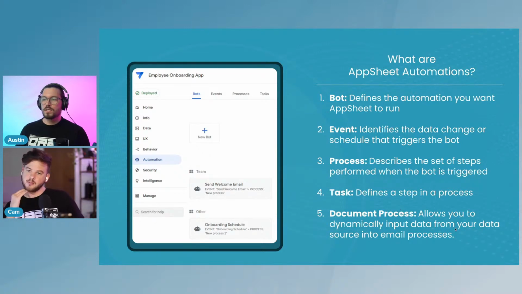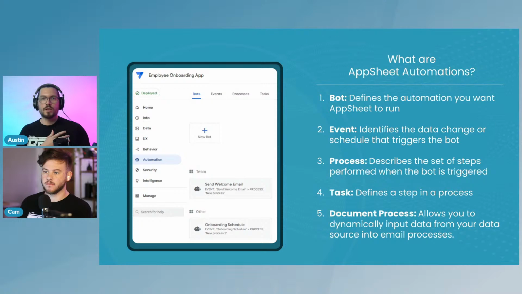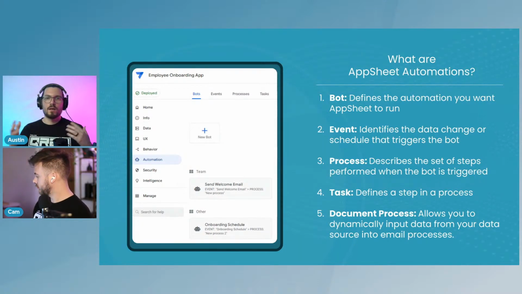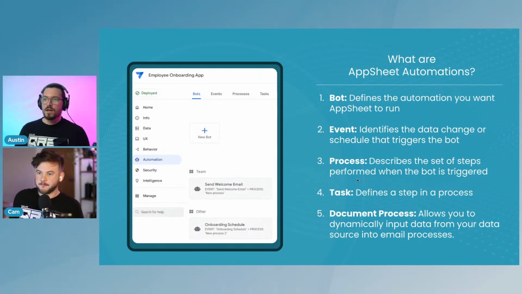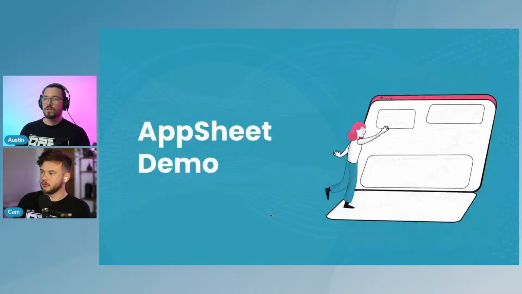And then document processing is allowing you to dynamically create those Google Docs to add data from your AppSheet app or from your Google Sheets data into those forms that your users are filling out. So that's a quick glance at what automations are in AppSheet, and again, how to create those. You're just simply going to go to automations, bots, and then add a new bot. And then we'll be building out each of those steps throughout this webinar.